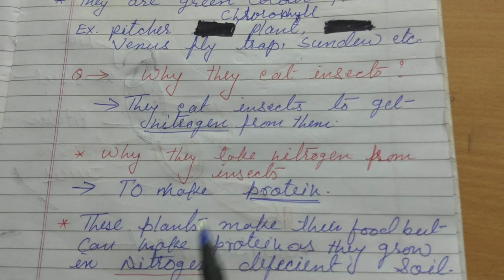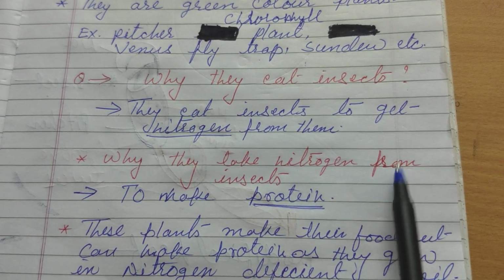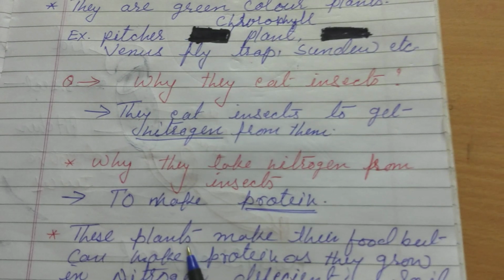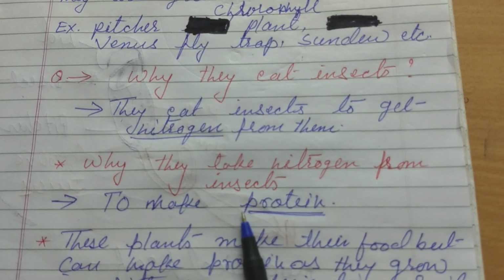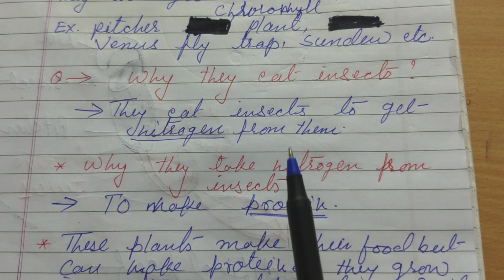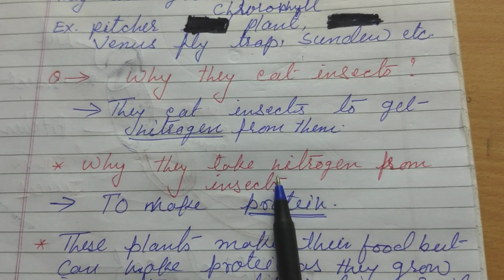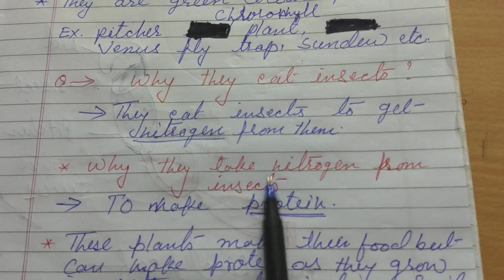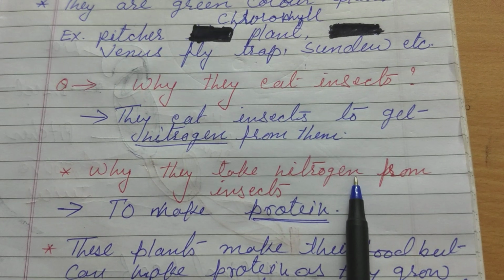Now the question arises, why do they take nitrogen from insects? If they grow in the soil, and the soil has all kinds of nutrients, why do they need to eat insects?